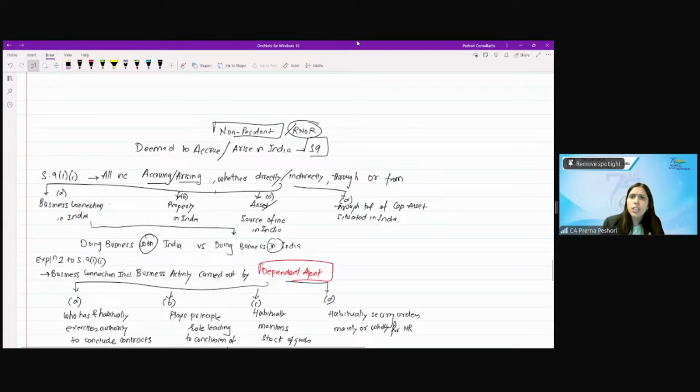That even if the transfer takes place outside India, the payment takes place for that transfer outside India, but still, if the capital asset is situated in India, the income will be deemed to accrue or arise in India.